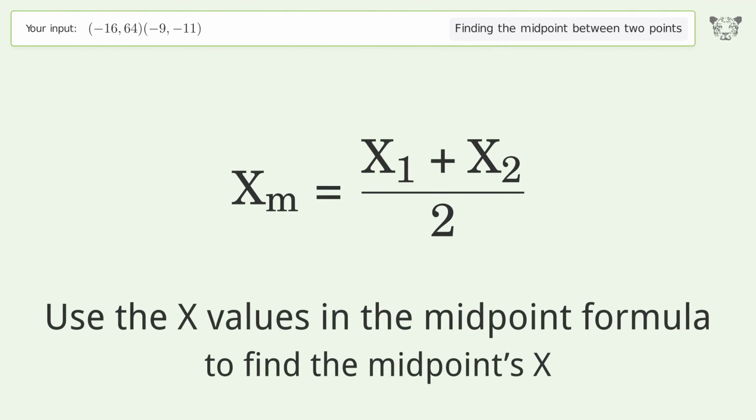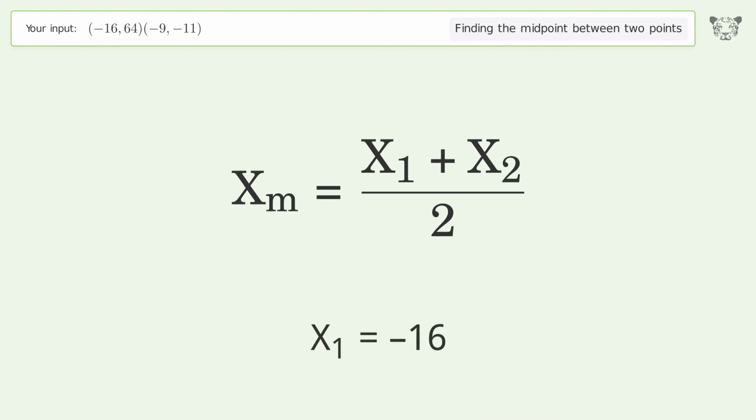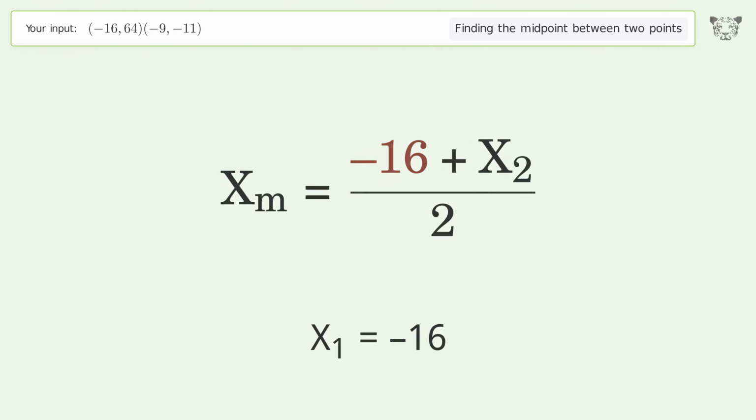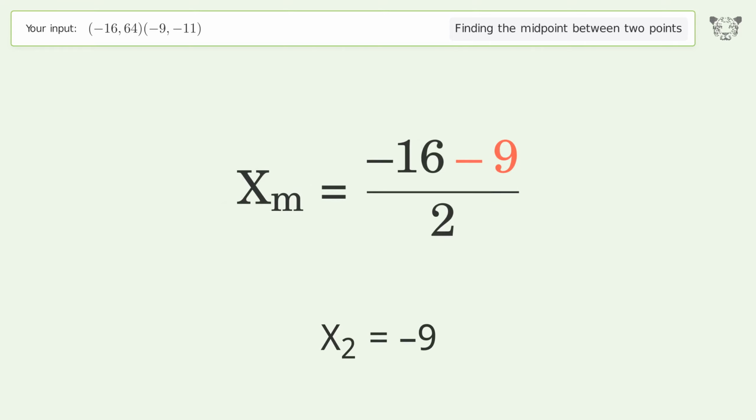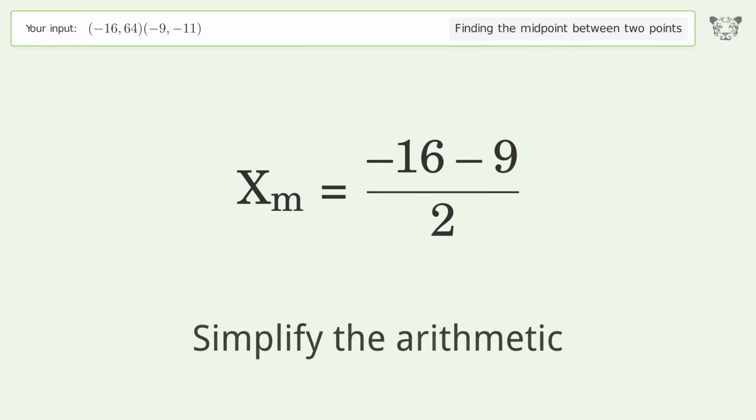Use the x values in the midpoint formula to find the midpoint's x. x1 equals negative 16. x2 equals negative 9. Simplify the arithmetic.